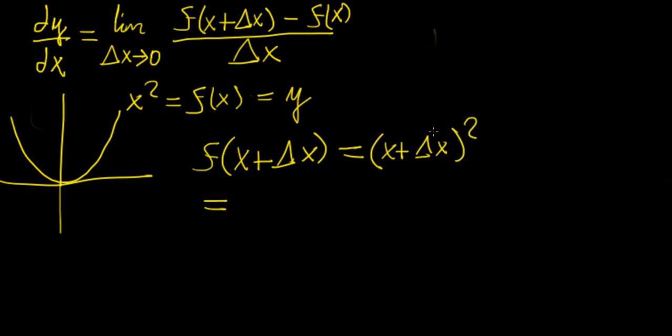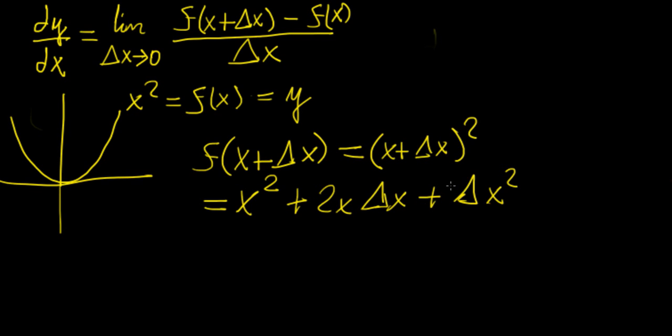And we now need to expand it out. So what's that going to give us? x squared plus 2x delta x plus delta x squared. So that's what we're going to get.